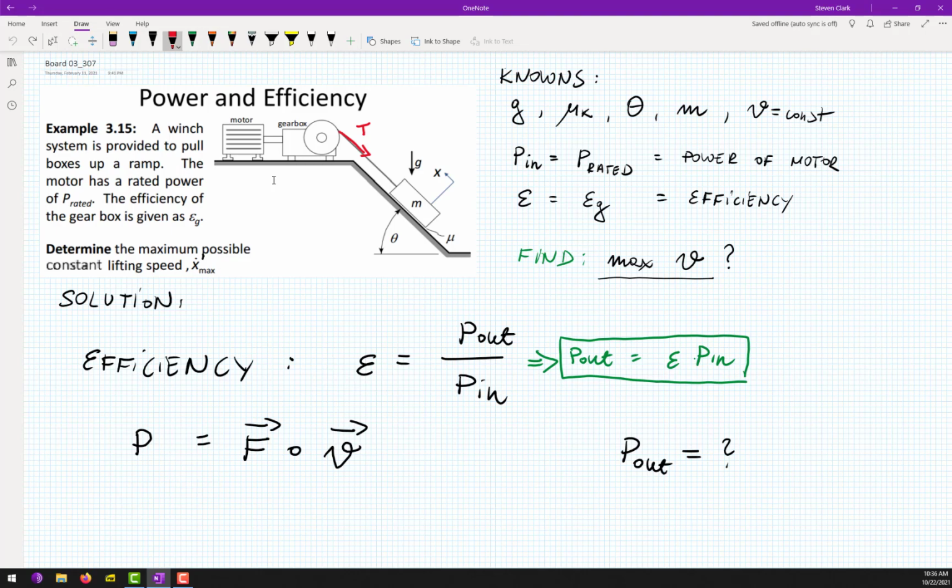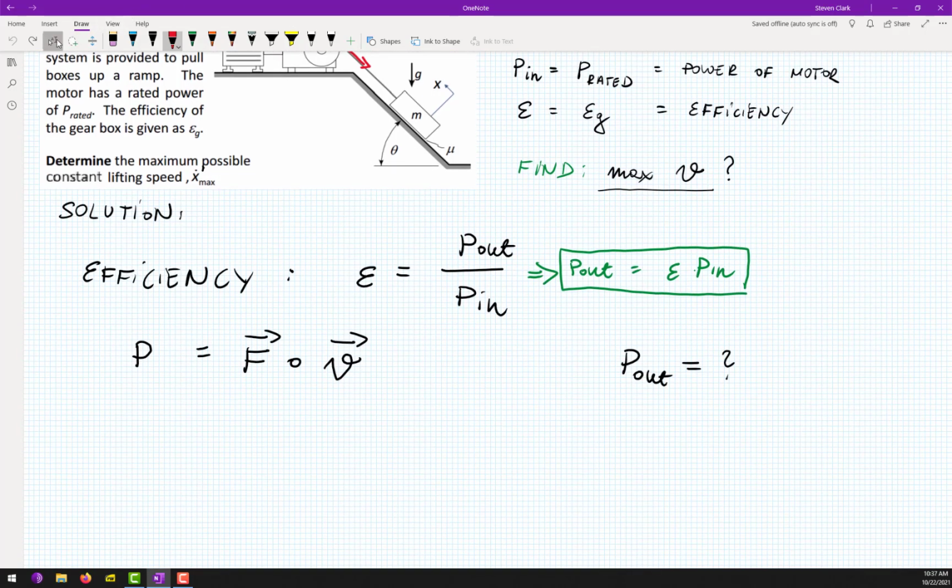And what do we have in here? First of all, they ask us to find the maximum velocity that this body can have. And by the way, that velocity is constant. And what do we know? Aha, we know the mass of the body, which is usually known. We know geometry, so we know the angle of the incline. We know G, and we know that there is friction between the body and the ground. Also, we know the power of our motor, which is usually good to know. And we also know its efficiency. So we know everything about the system, and we are just wondering how fast we can pull the stuff up the incline. That's the question. All right.